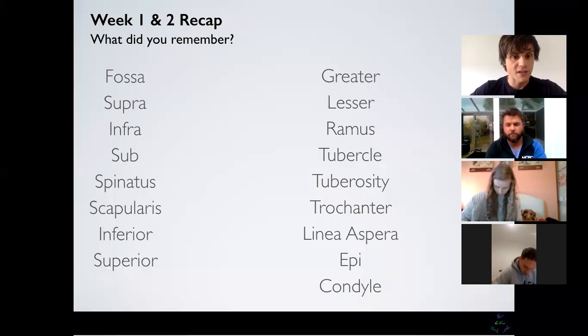But if you did attend last week, you'll know there's 4 extras there, which is the trochanter, linea aspera, epi, and condyle. So I just want you to quickly jot down what they all mean as a prefix or suffix. So let's go through there.